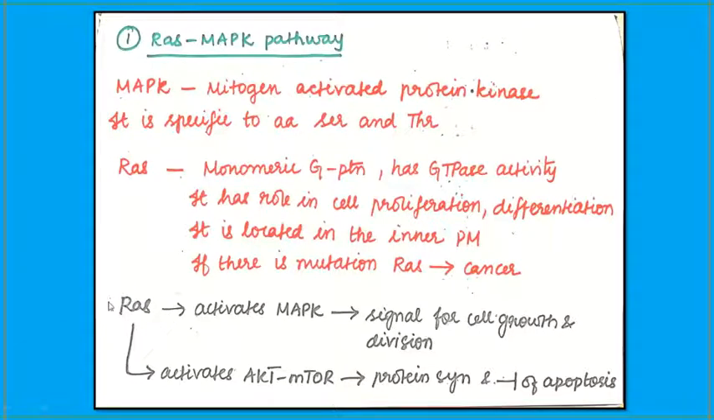So we saw RAS as a G protein, and its function is to activate MAP kinase. If MAP kinase is activated, the final result will be cell growth and division. So this is a signal for cell growth and division. If RAS activates the AKT and mTOR pathway, then that will be a signal for protein synthesis and inhibition of apoptosis. What is the meaning of apoptosis? It is programmed cell death. So cell death will be inhibited. So this is the function of RAS. Basically, RAS function is for cell growth, cell division, and protein synthesis.